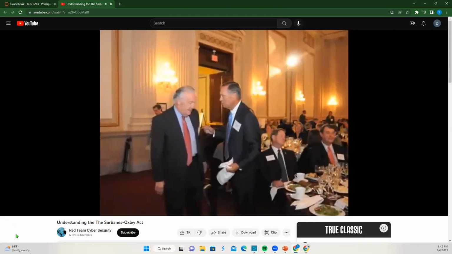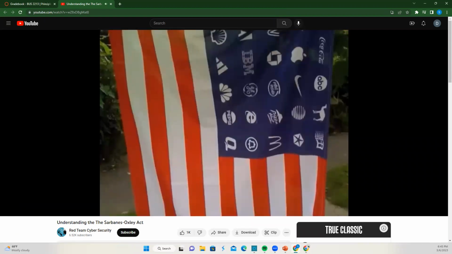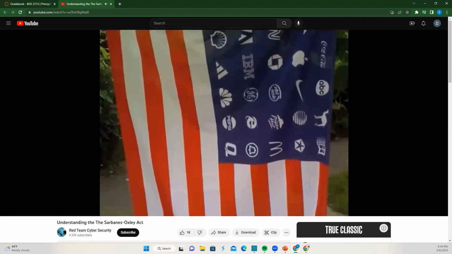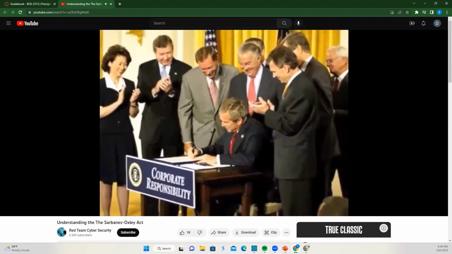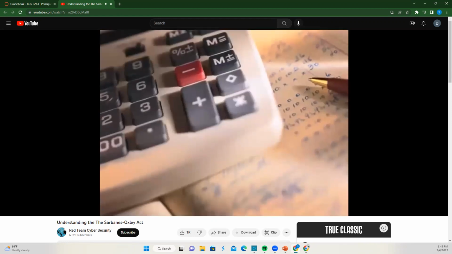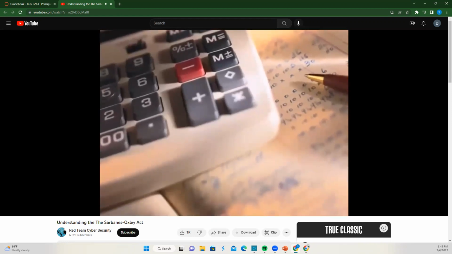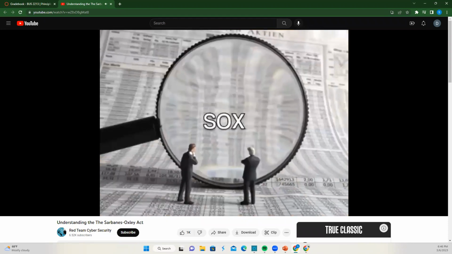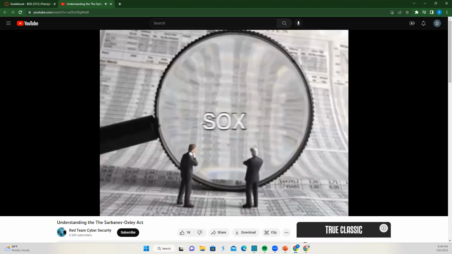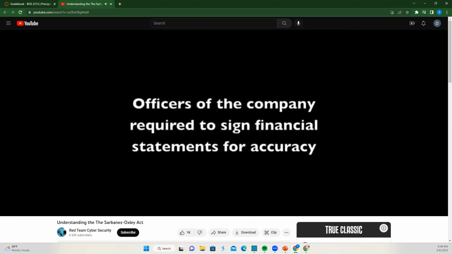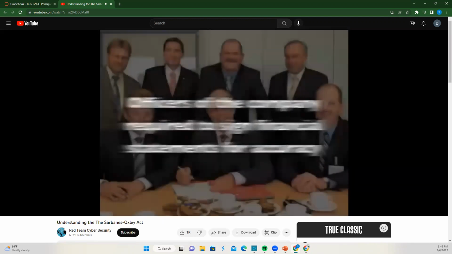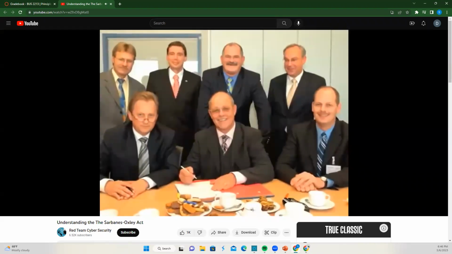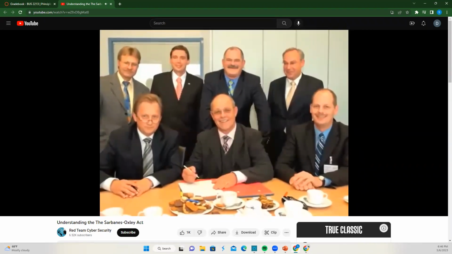Law, which would restore the faith of investors back into corporate America. By imposing stricter standards on financial reporting, there would be an increase in the reliability of the financial statements created by any given company. Let's take a deeper look at what the Sarbanes-Oxley Act includes. First, officers of the company are required to sign financial statements for accuracy. This holds them personally accountable for any misrepresented data.